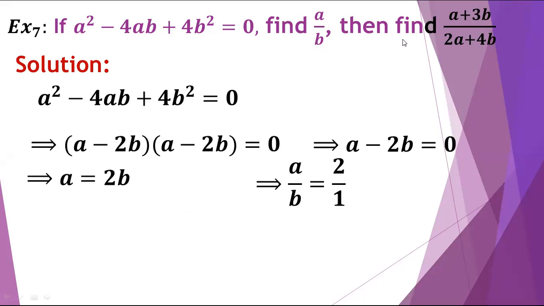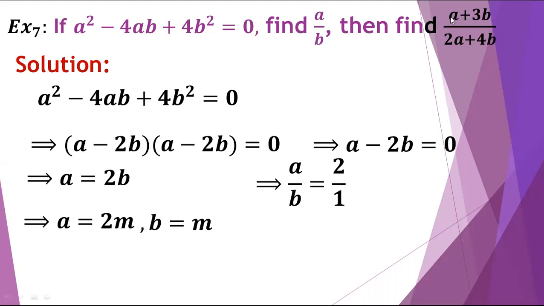Now we need to find the value of this expression. Since the ratio between a and b equals 2 to 1, it doesn't mean that the value of a equals 2 or the value of b equals 1, because this is a ratio. But we can break this ratio if we multiply each term of the ratio by a variable and say this variable is m. That means a is going to be 2m and b is going to be 1 times m, or m.